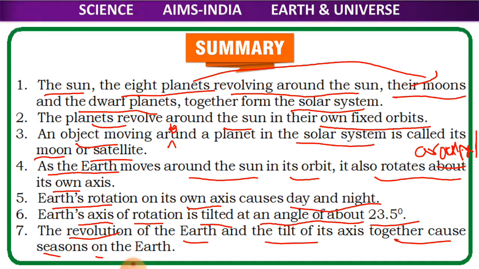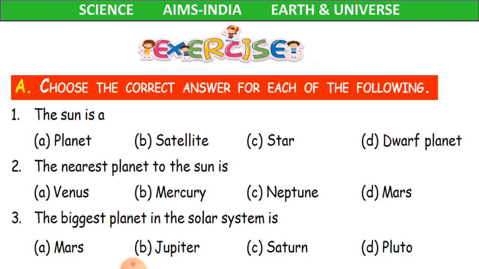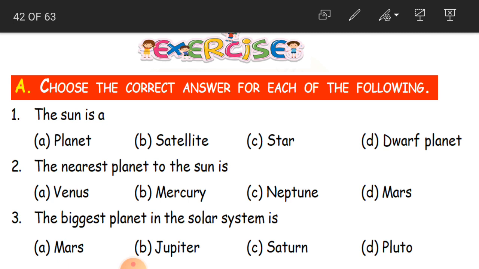And now we are going to do some exercises after the completion of this lesson. Let us do that. The first exercise A is choose the correct answer for each of the following. The first one is the sun is a. What is the sun? Is it a planet, satellite, star or dwarf planet? And the sun is a star.